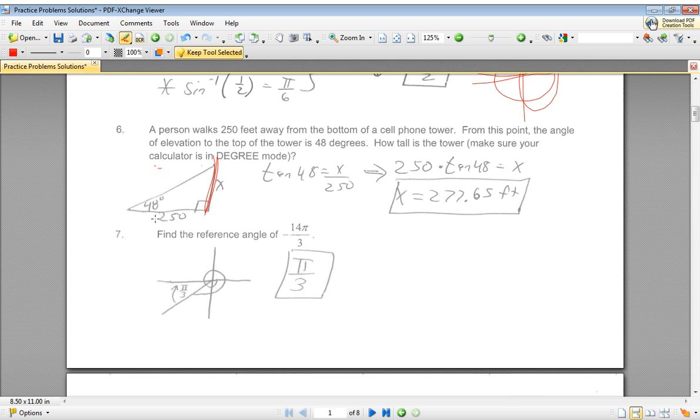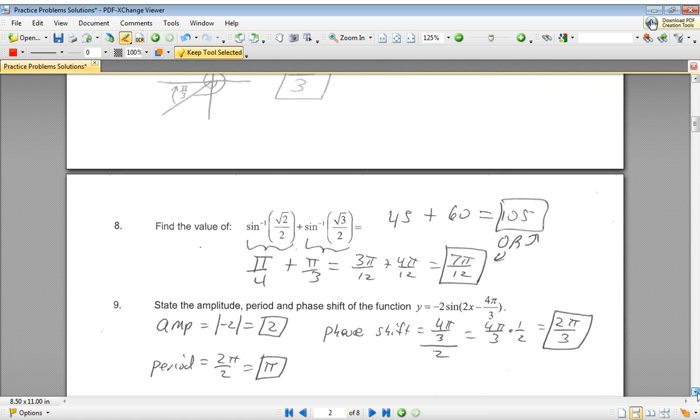Make sure your calculator is in degree mode. Okay, we want to find x, which is opposite. We have an adjacent. Very similar to the problem up there, except we need to get x by itself, so instead of the inverse, we're going to multiply 250, and we'll get 277.65 feet. Find the reference angle. If it's in radians, you always just make it positive, ignore the coefficient in front of pi. If it's in degrees, you need to find the distance to the x-axis, which is what this drawing is showing right there. See, we're just speeding along here.